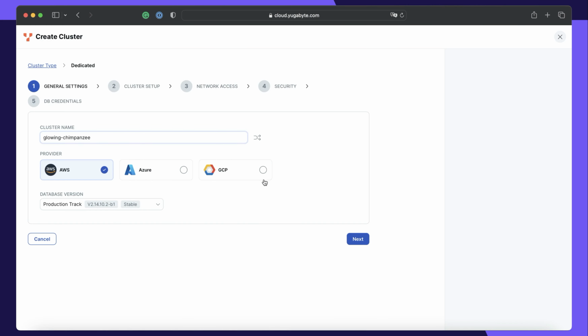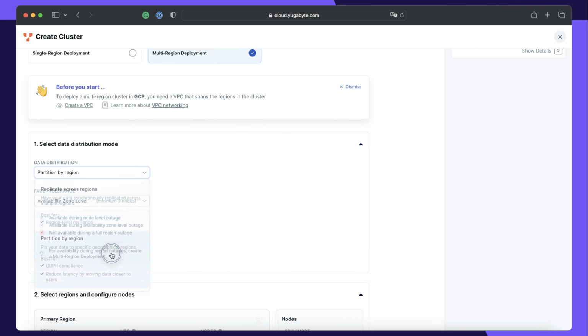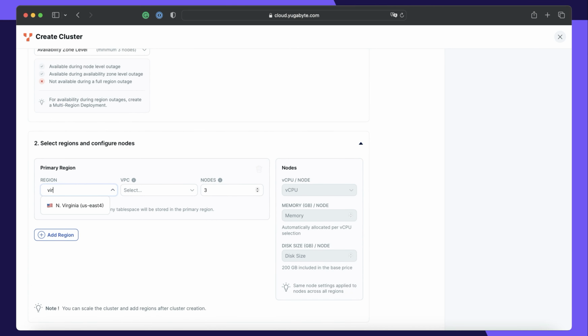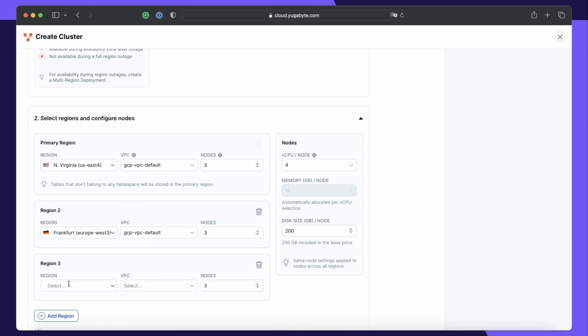Proceed as follows. Choose your preferred cloud provider, configure the data distribution mode to partition by region, start nodes in the United States East Coast, Frankfurt in Europe, and Sydney in Australia. Ensure that the US East Coast is designated as the primary region. Finally, start the cluster. Once the cluster is operational, it's time to simulate customer interactions.